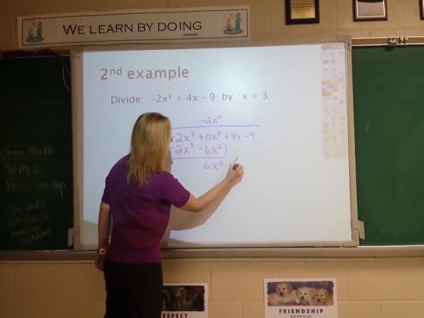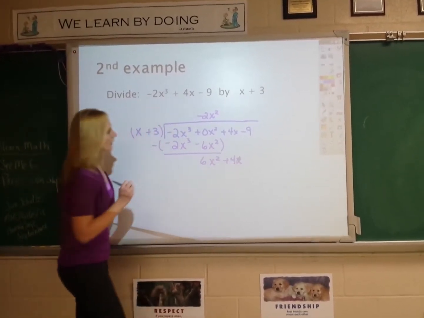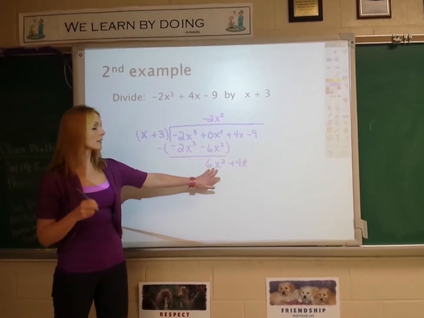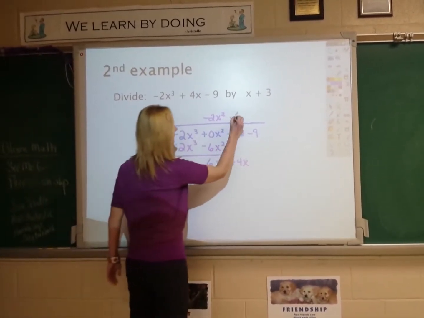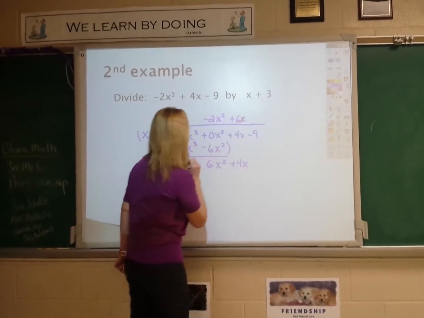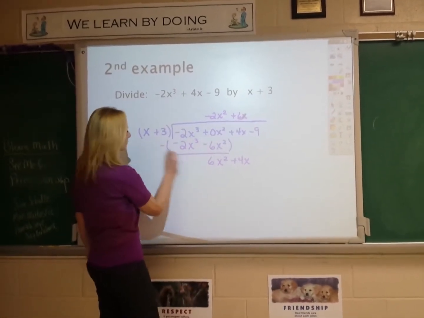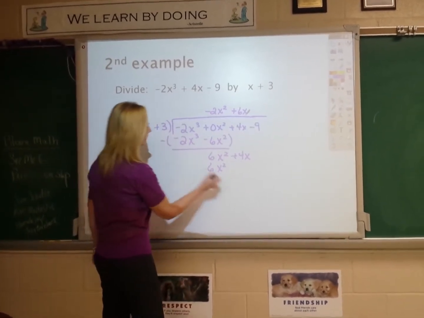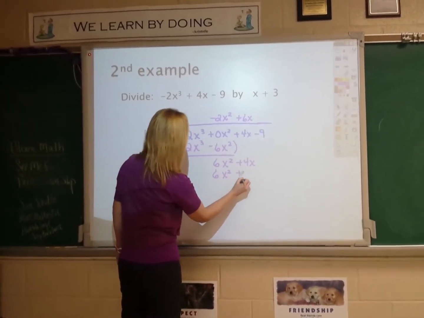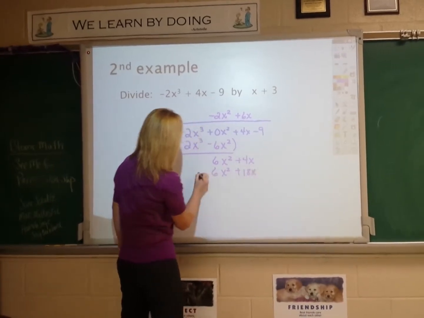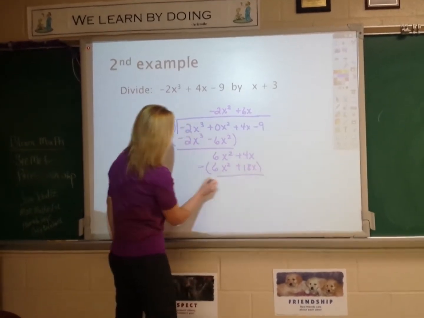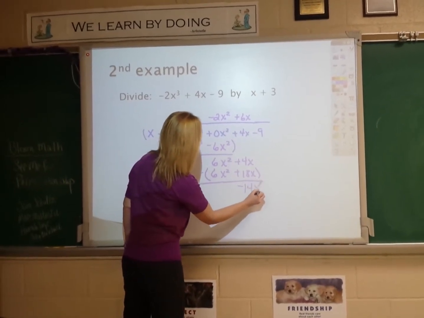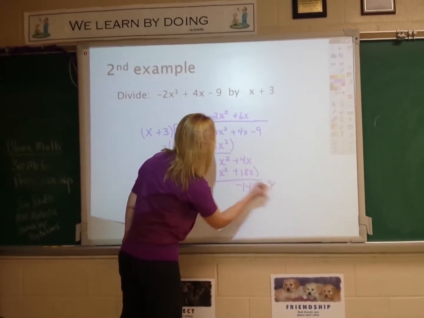Bring down your 4x. Then keep repeating the same process. This time I have an x, so I'm going to need 6x. Create that term. 6x times x is 6x squared. 6x times 3 is 18x. Subtract. Okay, cancel out. That'll be negative 14. Bring down your negative 9.